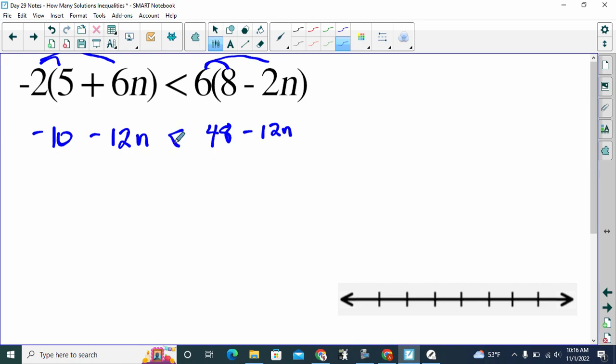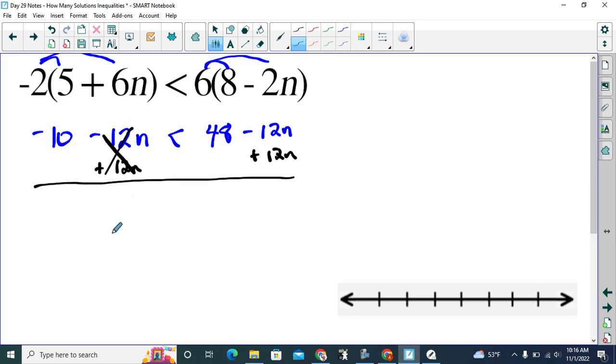I didn't multiply or divide both sides by a negative number, so I do not flip my inequality around. Those n's are on different sides of the inequality, so we need to move them over to the same side. I can do that by adding 12n to both sides. Negative 12n plus 12n, those cancel. Negative 12n plus 12n, those cancel also. And again, all of my variables cancel out. I just bring down my sign.